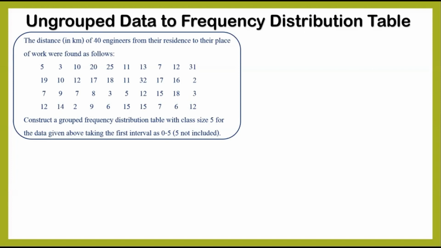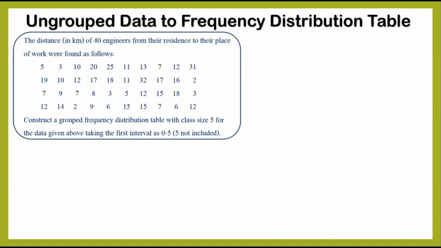So whenever we are converting this ungrouped data or raw data into a frequency distribution table, firstly we need to identify a few things: class size, range, and number of classes. So firstly, from the data, let us extract the class size. They gave very clearly that class size is equal to 5. And we can find the range from the data given. Range is equal to highest observation minus least observation. In the data given, the highest observation is 32, whereas the least observation is 2.